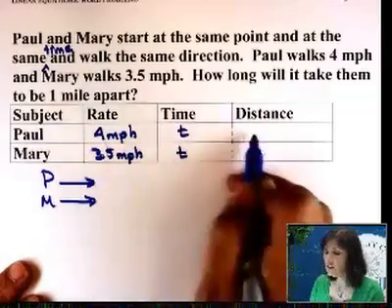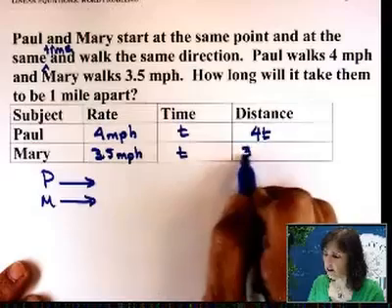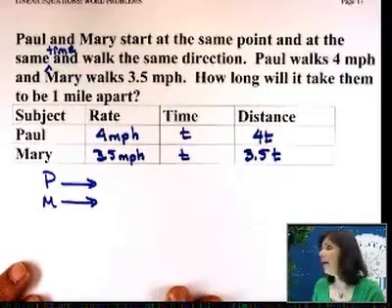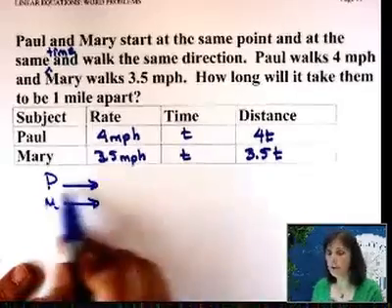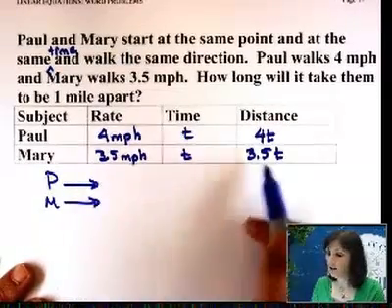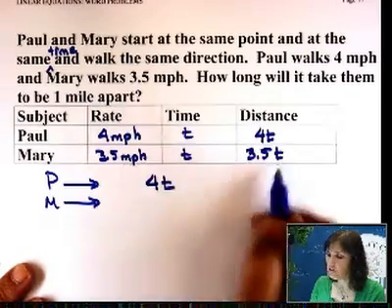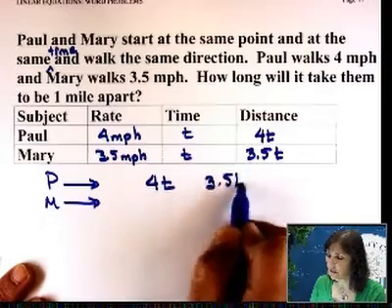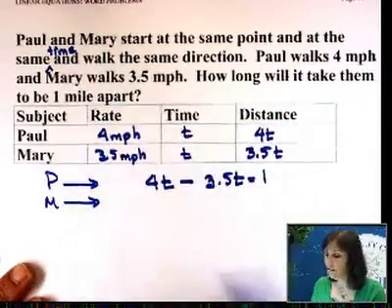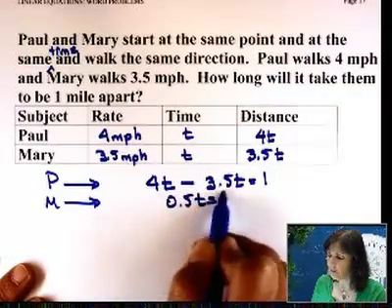How much distance is Paul going to walk? 4t. How much is she going to walk? 3.5t. Does that make sense? Now they're going to be 1 mile apart because Paul is just a Speedy Gonzales, so he's going to go a little bit faster. So he traveled 4t and she traveled 3.5t. And guess what? The difference, they want them to be 1 mile. So what is that? 4 minus 3.5, 0.5t equals 1.